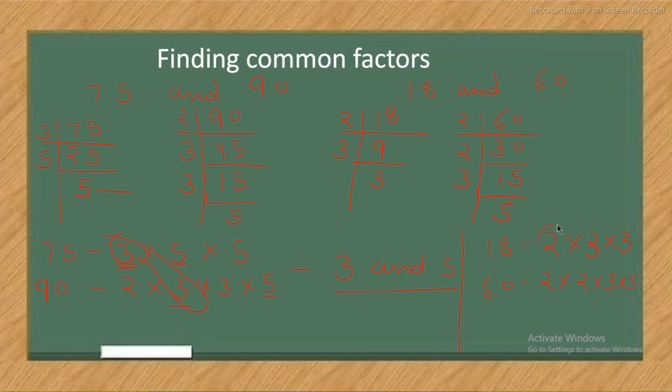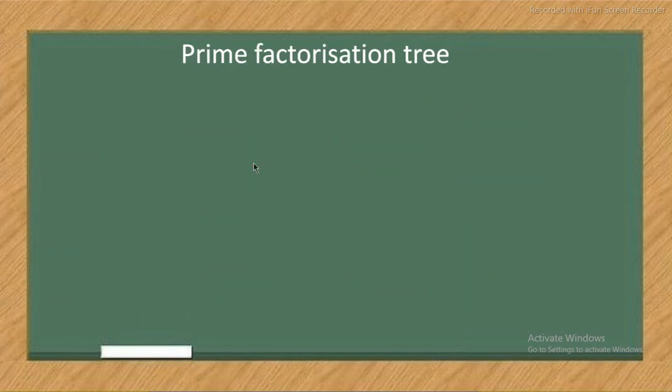So what are the common factors here? 2 is a common factor and 3 is a common factor. So the common factors of 18 and 60 are 2 and 3. So in this way we can find the common factors of any pair of numbers. Now the next topic is prime factorization tree. This is nothing different, it's the same as you find out the prime factors of any number.